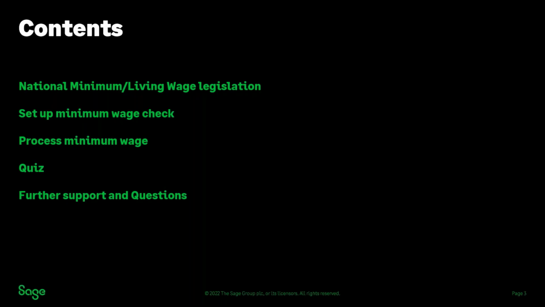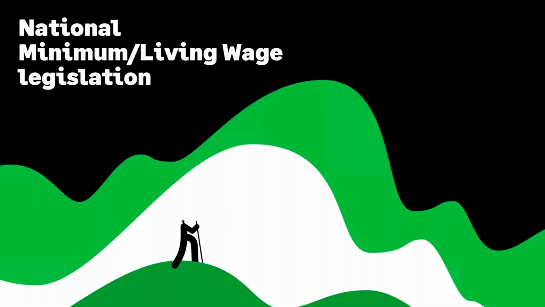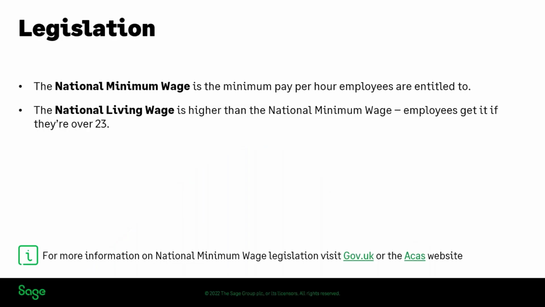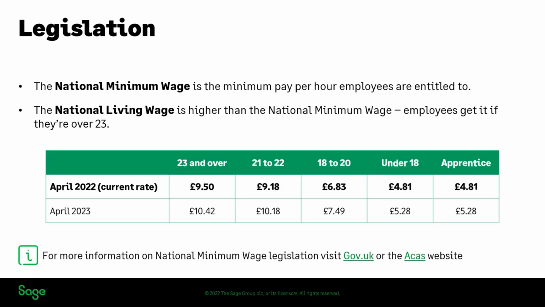So that's our plan. Let's kick off with a little bit on the minimum or living wage legislation, and starting with the difference between the two. So the national minimum wage is the minimum pay per hour that employees are entitled to. But there's now a national living wage, which is slightly higher than the minimum wage, and that is for employees who are over 23, so 23 or older. So it's the minimum hourly rate that an employee needs to be paid based on their age and whether or not they're an apprentice. And I have a table of the current minimum wage rates.